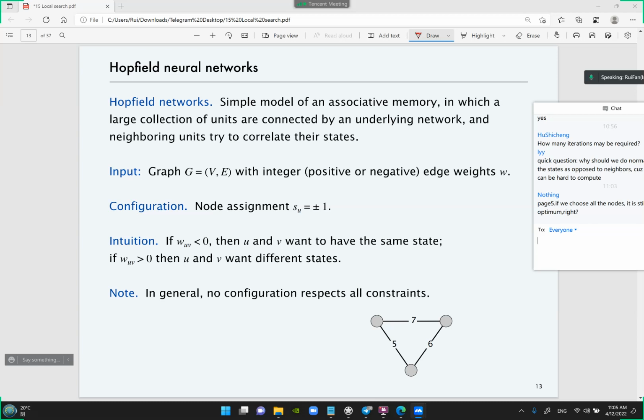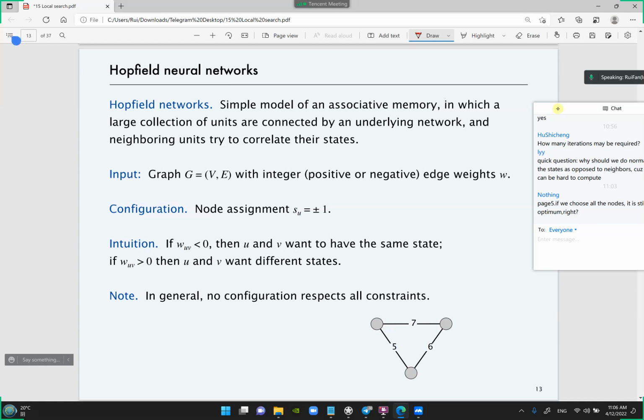But in any case, we're not going to really study Hopfield networks. Instead, we're going to look at a local search algorithm which is used to optimize these Hopfield networks. What we mean by optimize is that, again, we're going to set each of these states to be plus or negative 1. A configuration is an assignment of a value to all of these nodes. Furthermore, between nodes we have edges, and the edges have weights on them. The weights can either be positive or negative. In this example, they're all positive.